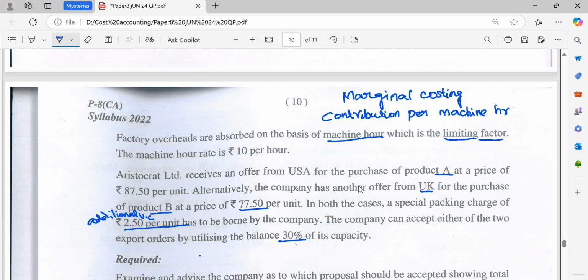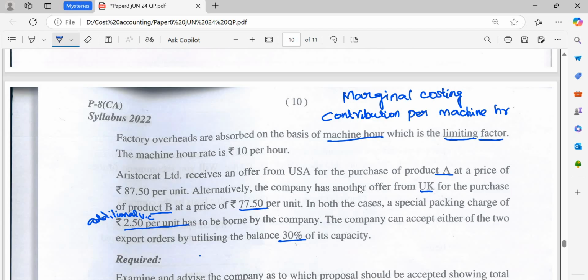But how can I calculate contribution, because the selling prices are different? For domestic it is different and for export it is different. So here my decision making is required for choosing either USA or UK. So I have to calculate contribution per machine hour based on the export price only. If I get this point, the entire answer will be solved easily. So this is the trick we have here.